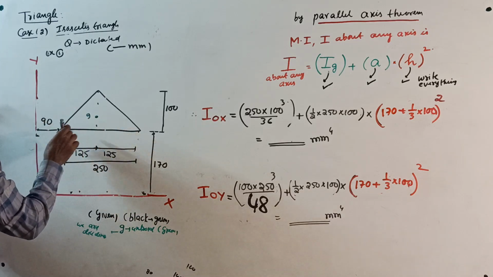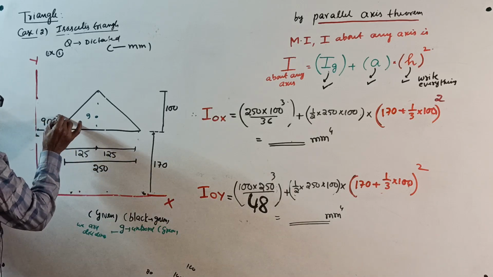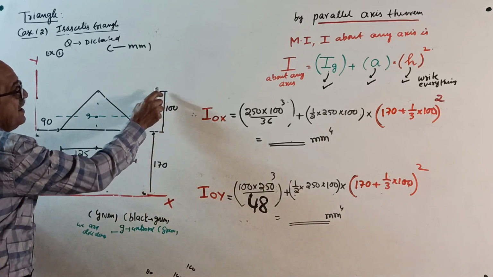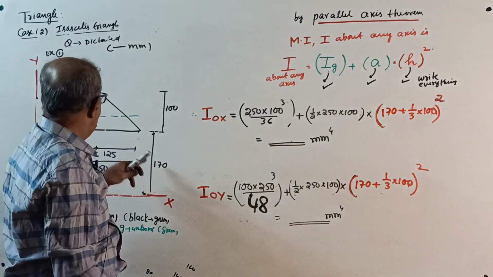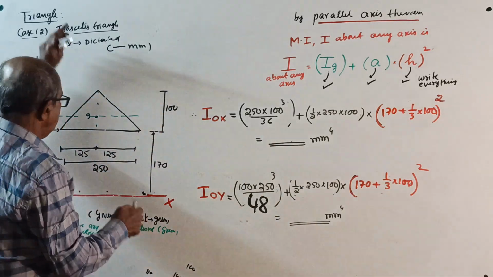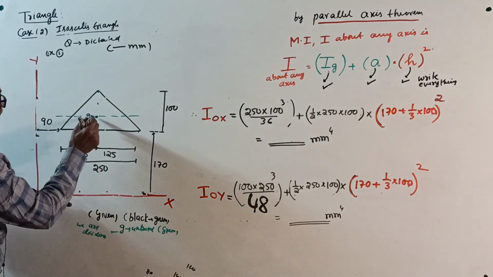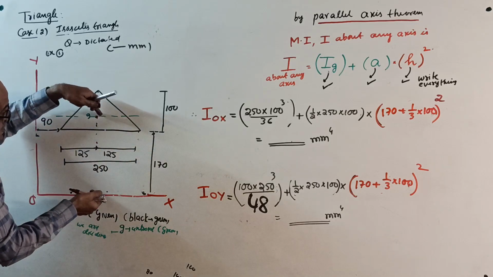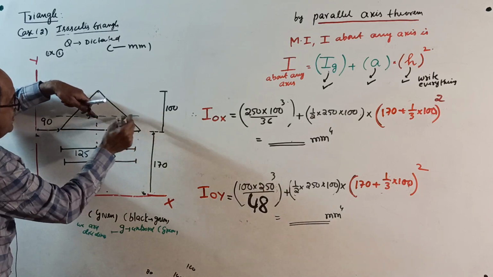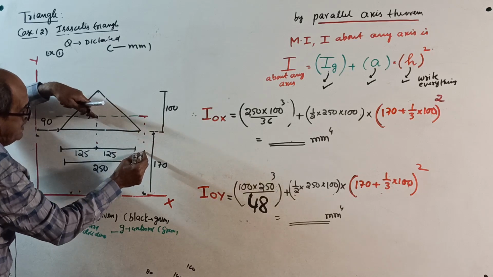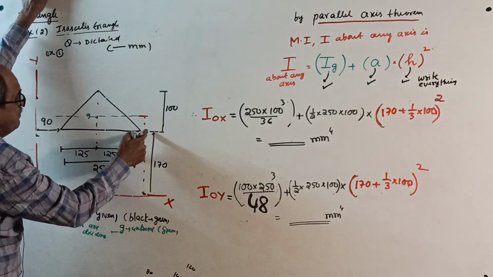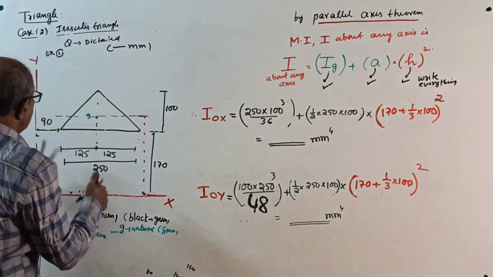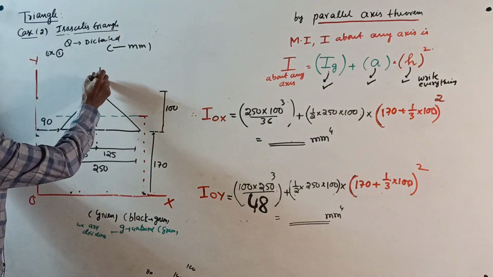Okay, start. First I about OX axis. First about its own axis. Parallel side 250 into 100 cube by 36 plus half into 250 into 100, the area, into the distance from centroid to the required axis, this distance square. Or you can mark here, light line if you want, this distance square. That is 170 plus 1 by 3 of 100 whole square. You get IOX.